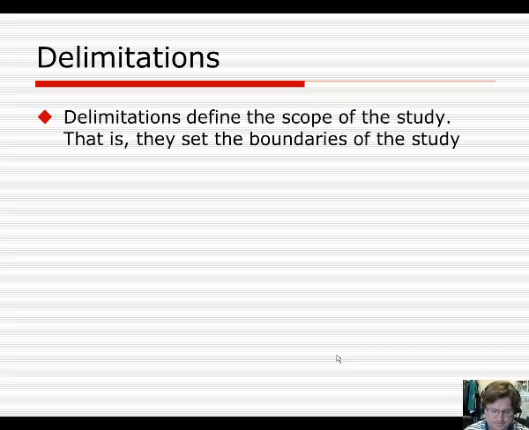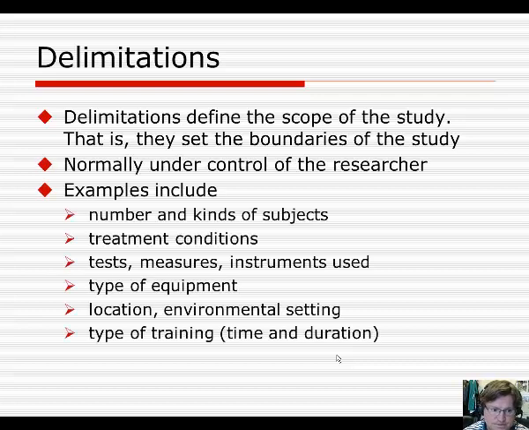Okay, so let's talk about some other important things within a study. Delimitations. Delimitations refer to the scope of the study. They set the boundaries for the research, in effect fencing it in. For example, delimitations include characteristics of a study such as the type of research participants, the number of research participants, the measures to be collected, the instruments utilized in the study, time and duration of the study, the setting, and the type of intervention being used.